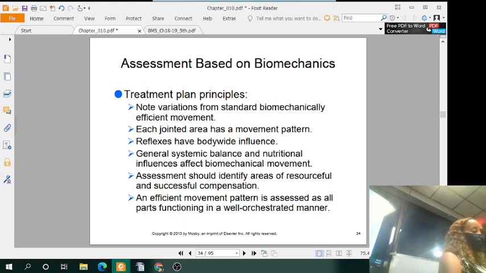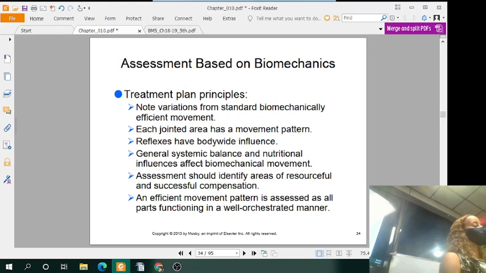What picture were you on? 494. Assessment based on mechanics. I don't think I skipped anything, did I? Oh no, I thought you were going like 498 on that. Oh no, sorry. 494. Assessment based on mechanics.